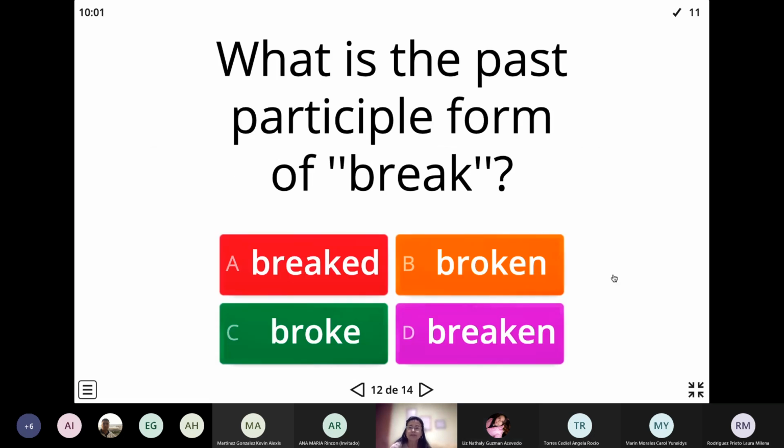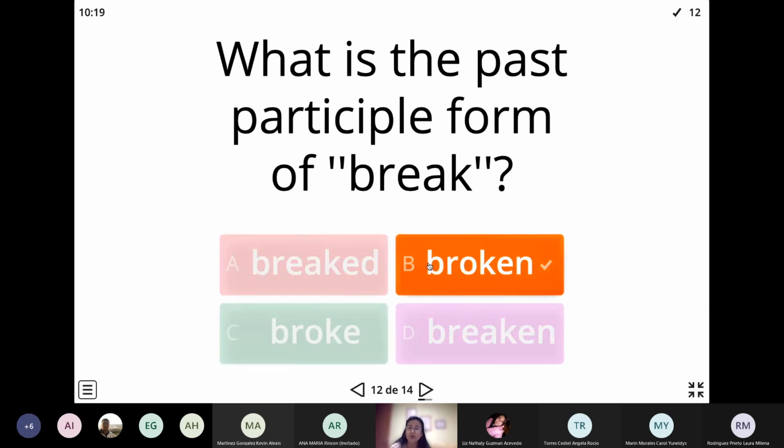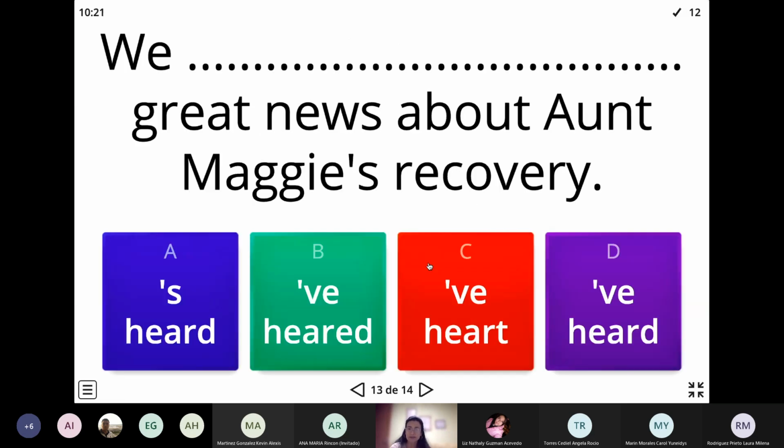What is the past participle form of break? Break, broke, or breaking? Past participle. B. Broken. Broken, very good. Do you see that there are some girls who don't know those verbs? Broken, the past participle of break is broken.